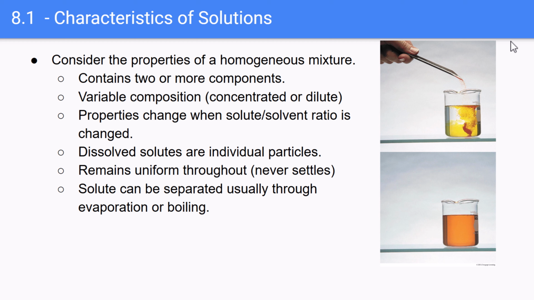And this remains uniform throughout. Notice that it never really settles. So the orange solution, all of it is going to stay orange. It's never going to completely separate out. That's part of the definition of a homogeneous mixture. And the solute can usually be separated through the process of evaporation or boiling. If I heat the solution, I can get the solute and solvent to separate through physical means, such as evaporation or boiling. So these are just some characteristics of what you might find in a solution.